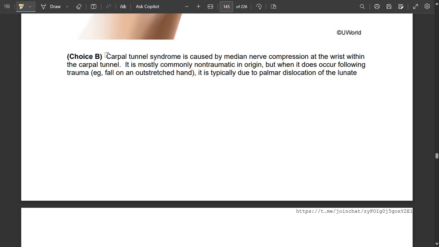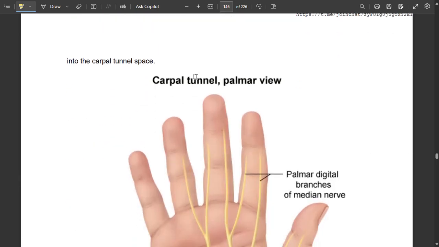Carpal tunnel syndrome is caused by median nerve compression at the wrist within the carpal tunnel. It is most commonly non-traumatic in origin, but when it does occur following trauma, it is typically due to palmar dislocation of the lunate bone into the carpal tunnel space.